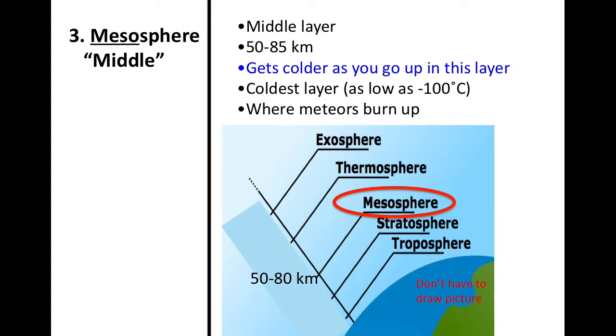This is found from 50 to 85 kilometers above the Earth, which is about 30 to 50 miles above the Earth. This is the coldest layer of all of our layers, and it gets colder as you go up in the layer. This is where we see meteors burn up, and we see this as shooting stars, but it's actually big, huge galactical rocks that fly through the sky and then burn up in our atmosphere. This is where it would happen. This is where we would see shooting stars.